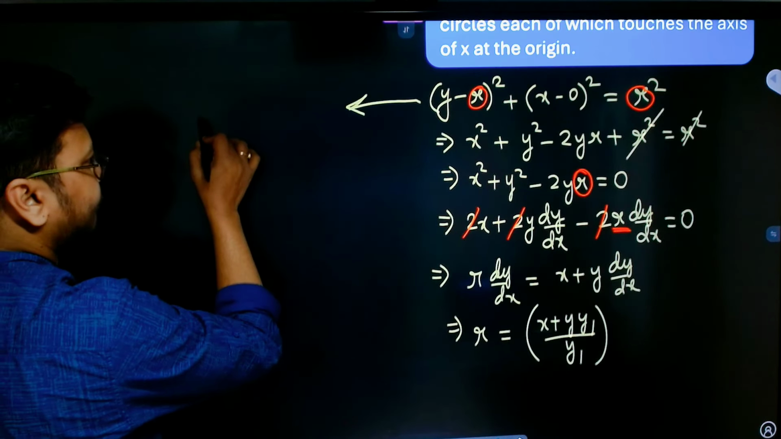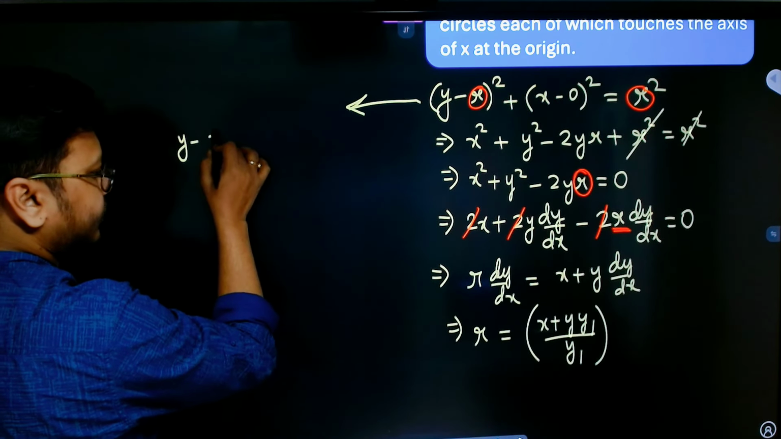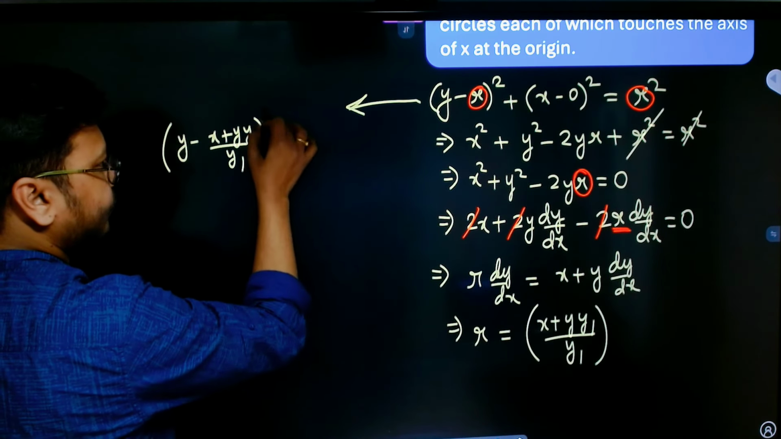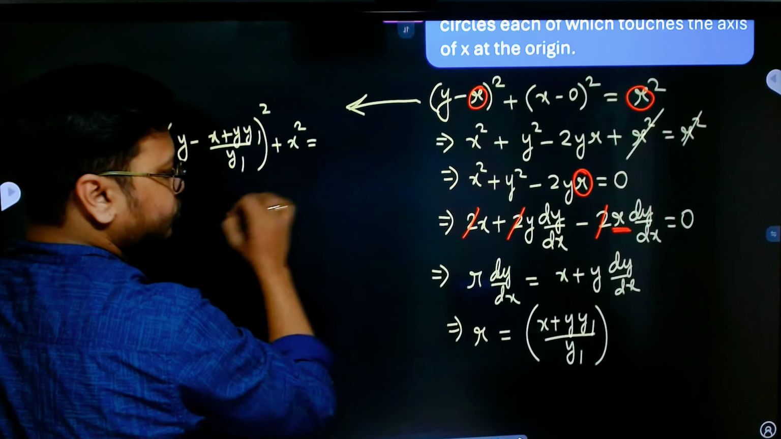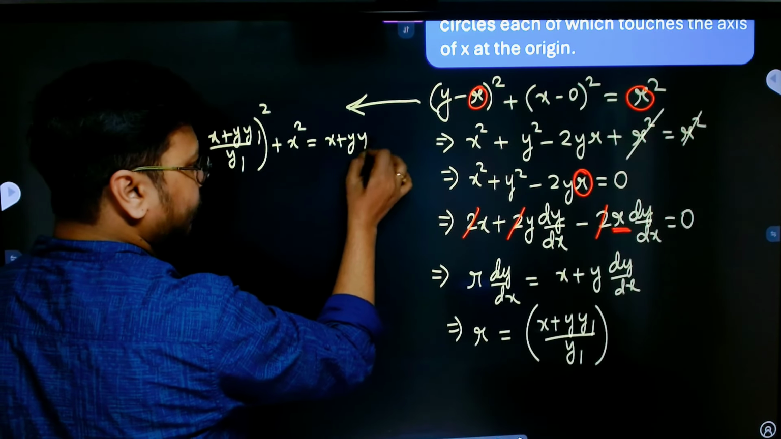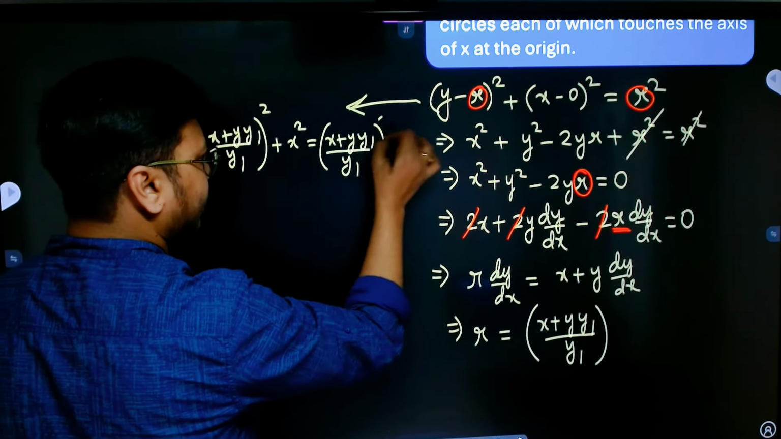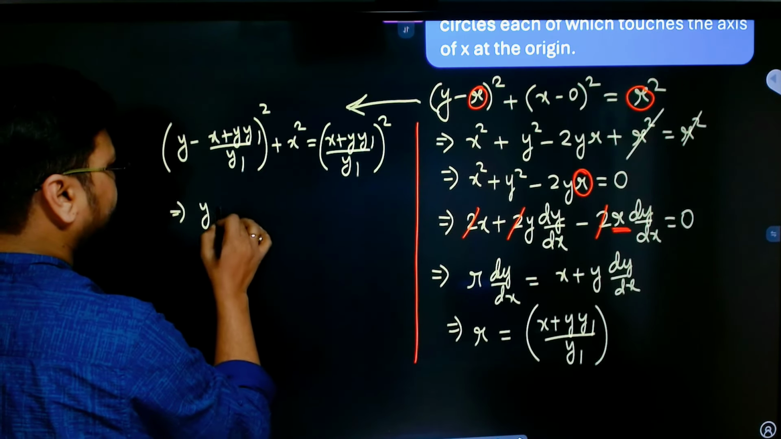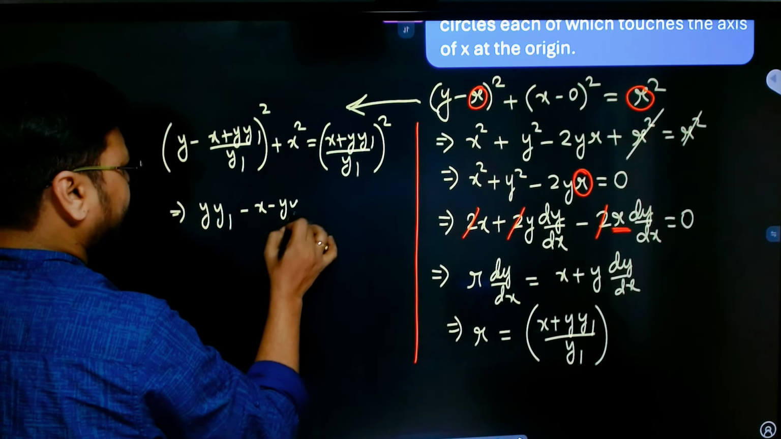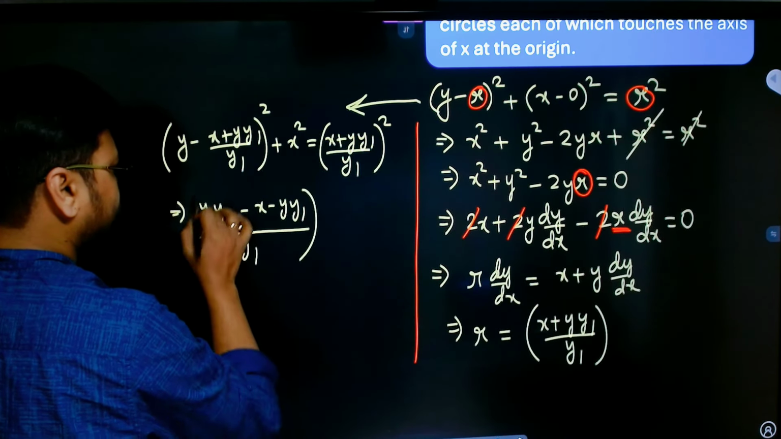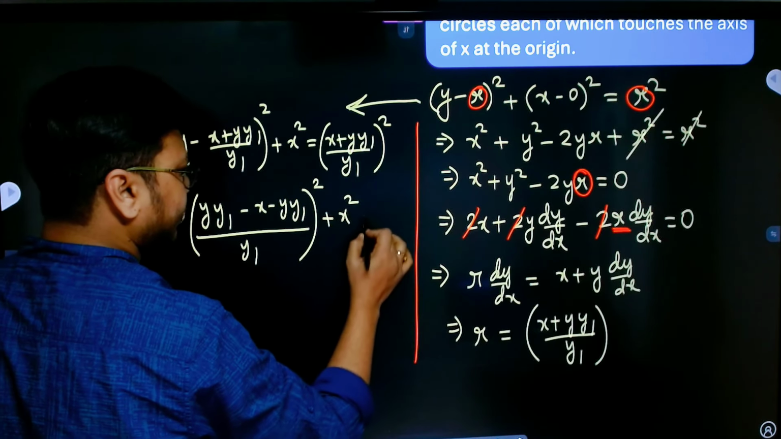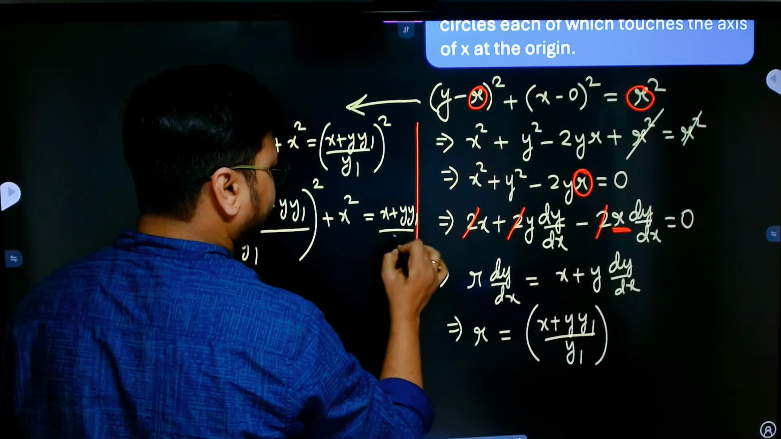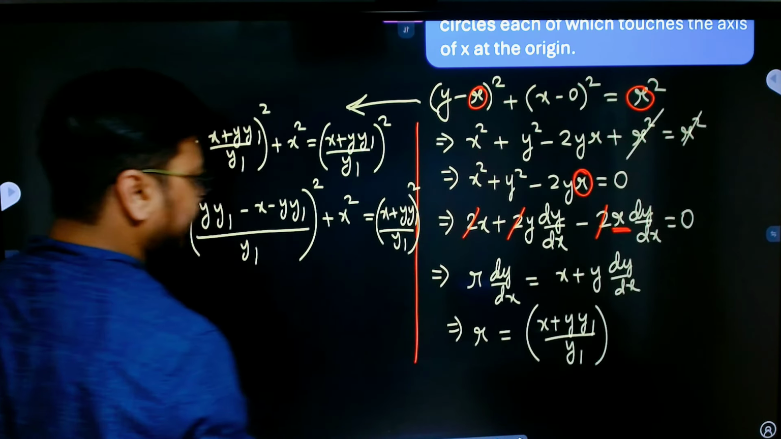So the equation would become (y − (x + y1)/y1)² + x² = ((x + y1)/y1)², right? So if I do a little bit of simplification, (y1 − (x + y1)/y1)... sorry, y minus (x + y1)/y1, whole square, plus x square equals ((x + y1)/y1) whole square, right?